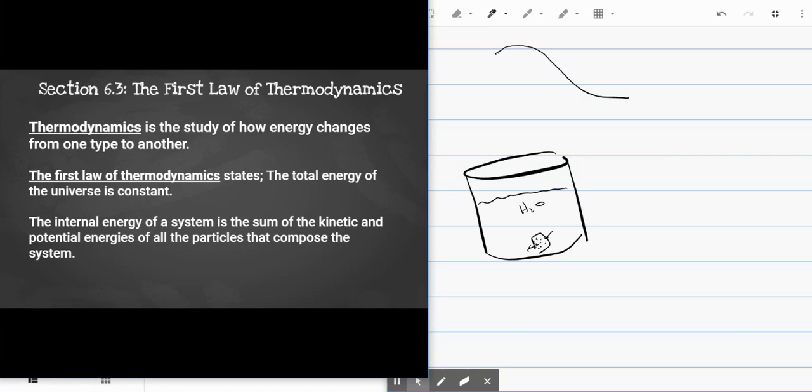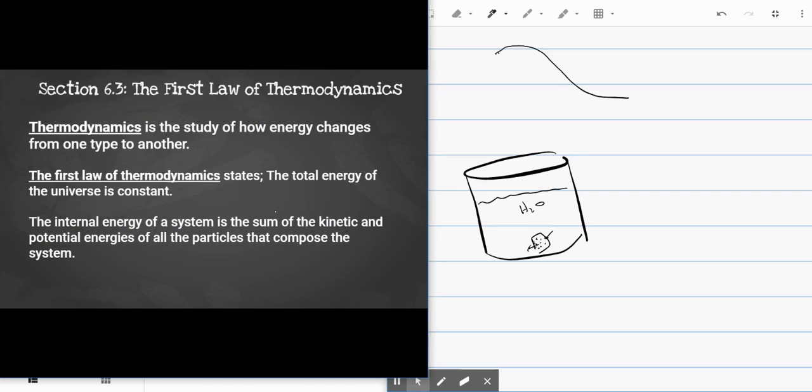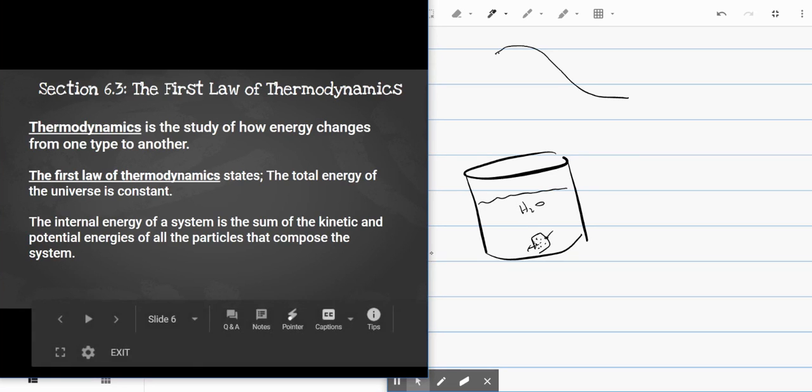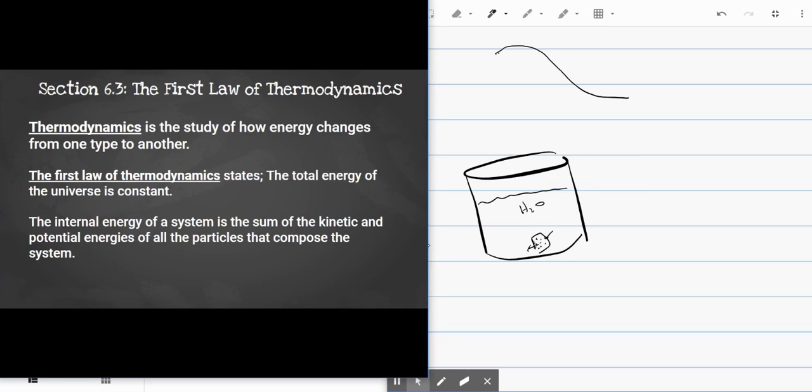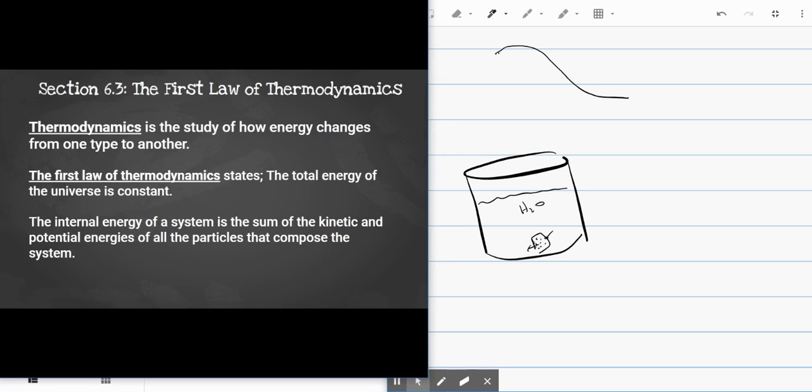Okay, so section 3 is on the first law of thermodynamics. Thermodynamics, thermo and dynamic meaning change, just means we're studying how the energy is changing. So energy comes and goes during reactions, and that's what we're studying here. The first law of thermodynamics says that the total energy of the universe is constant. So nothing is being created or destroyed. It's just moving from place to place or object to object.